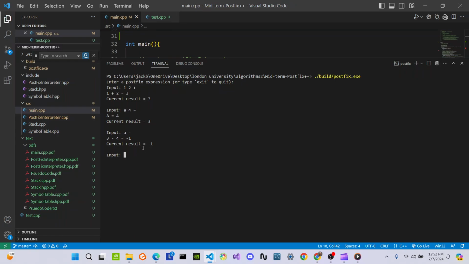we'll get 3 minus 4. So it pushes A to the stack, which is 4, and then it subtracts 4 from 3, because that's what's on the stack.